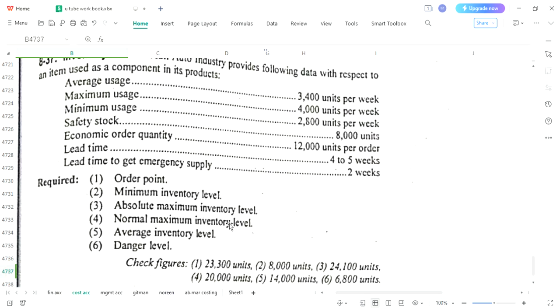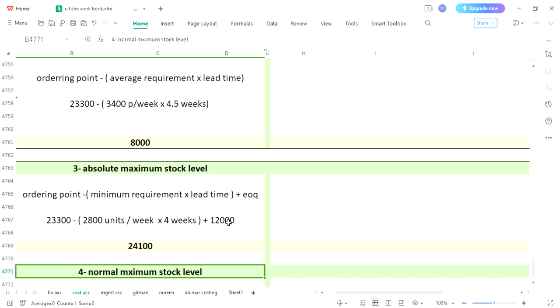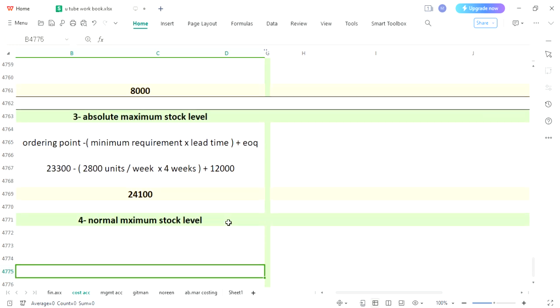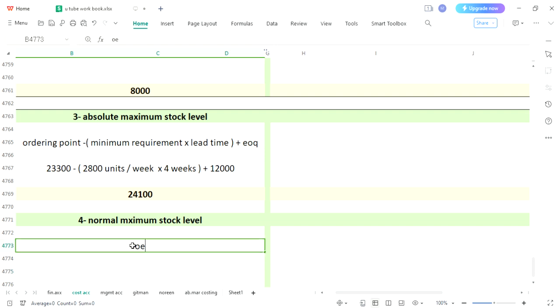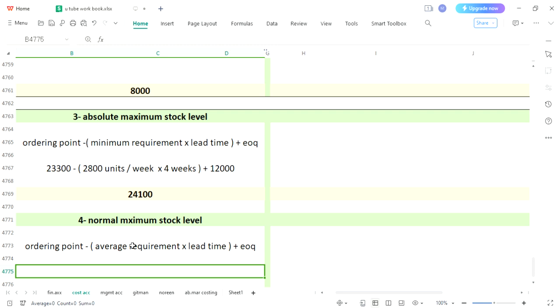Normal maximum inventory level. Okay, same has been picked by Excel. Normal maximum level. Let's put the formula. We need to have ordering point minus bracket start. We need to have average requirement multiplied by lead time, and then add economic order quantity. Let's start putting the values.